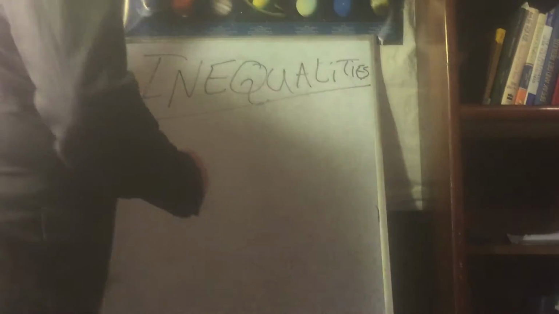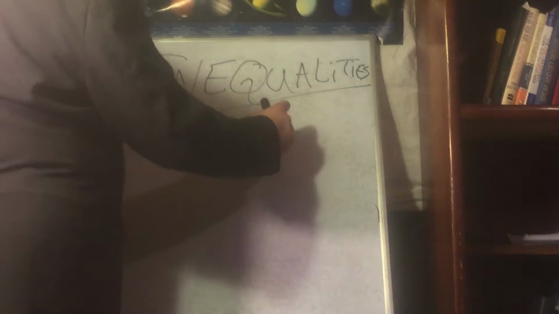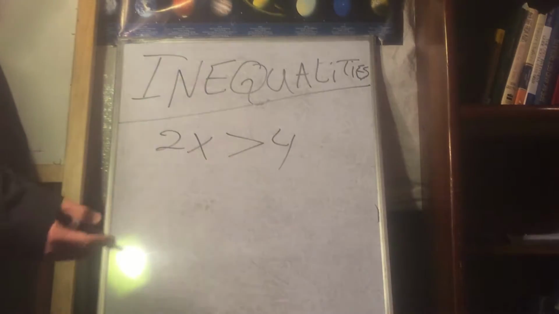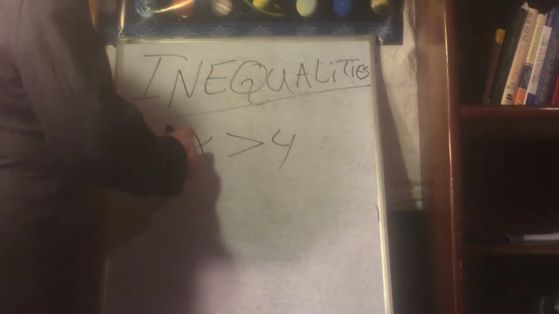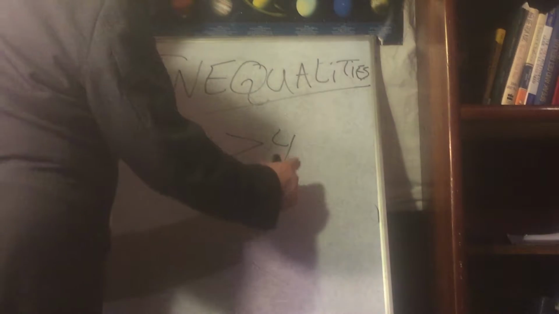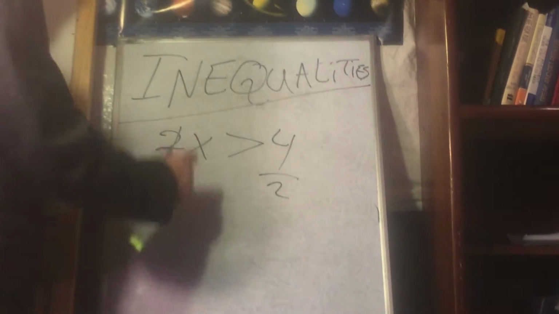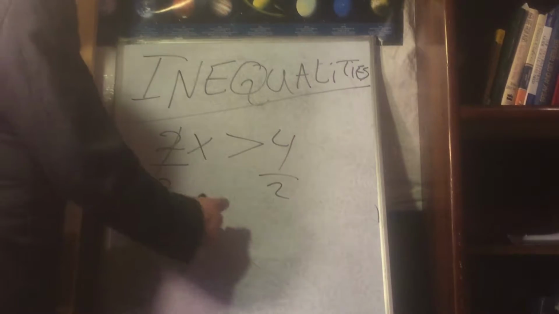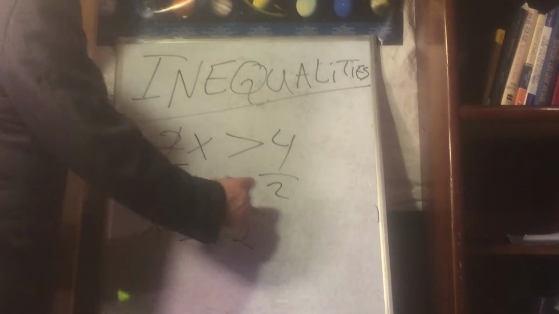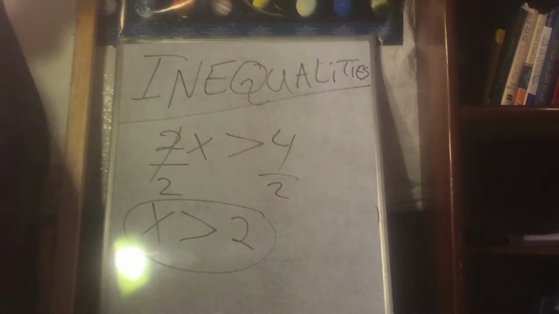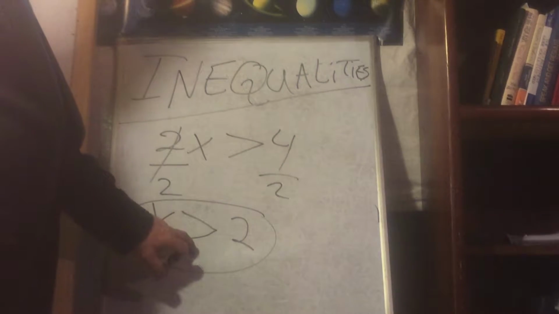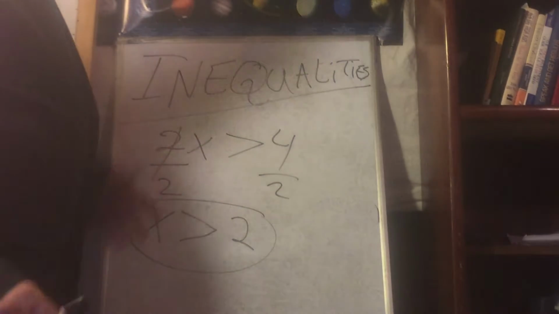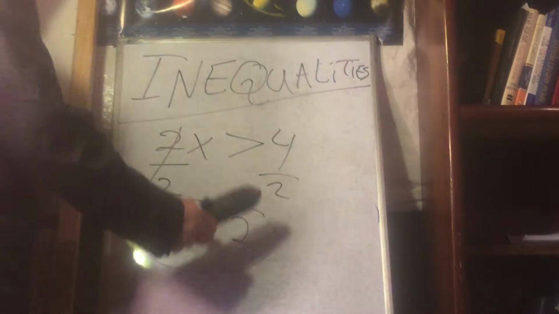Now, inequality. Let's say we have 2x greater than 4. So how much is x? Just like an equation, you divide this one by 2, this one by 2. So this goes away, and we have x greater than 2. That's it, just like an equation. But it's not equal; it's greater than or less than or equal.